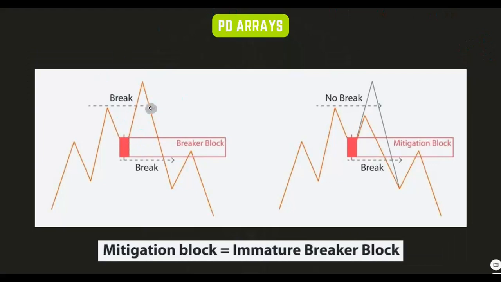Easy. Here is an illustration of the two PD arrays side by side. Breaker, it's in the name. Breaker. Mitigation block, price creates a high, comes down, goes higher, fails to take out the previous high, reverses from right here, goes down. These two PD arrays basically perform the same function. The only difference is in their formation and their names.